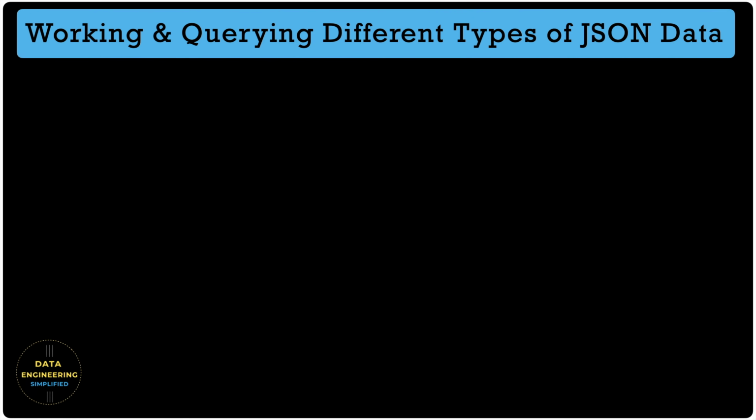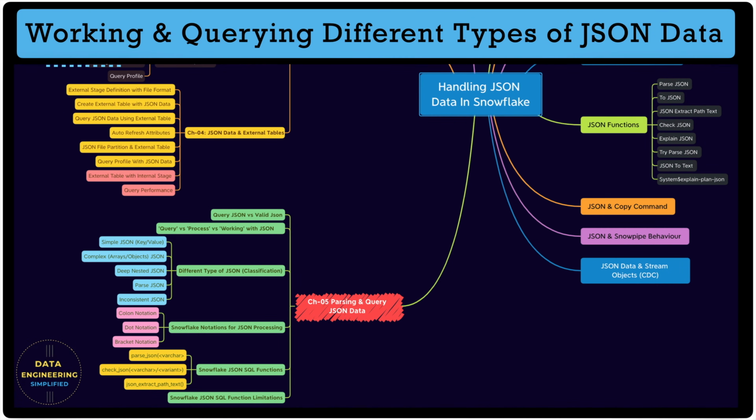In our previous chapter, we primarily focused on loading and working with JSON data files using external table from external stages and understood how to query JSON data even without loading it into a Snowflake table. We also discussed the performance of JSON queries and limitation of internal stages with external table with respect to JSON data files.